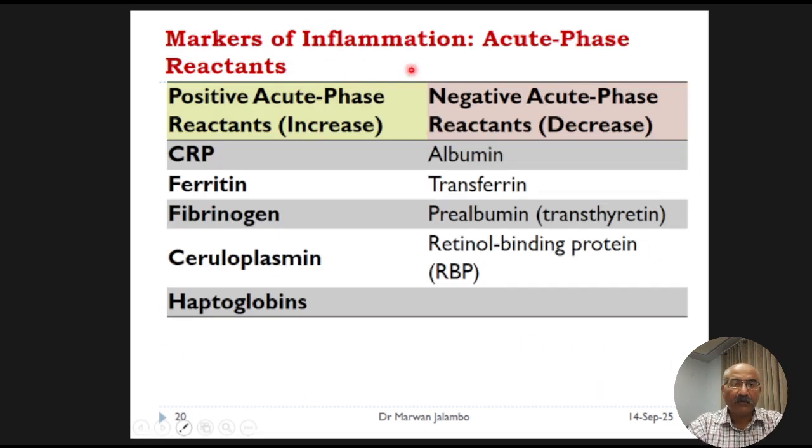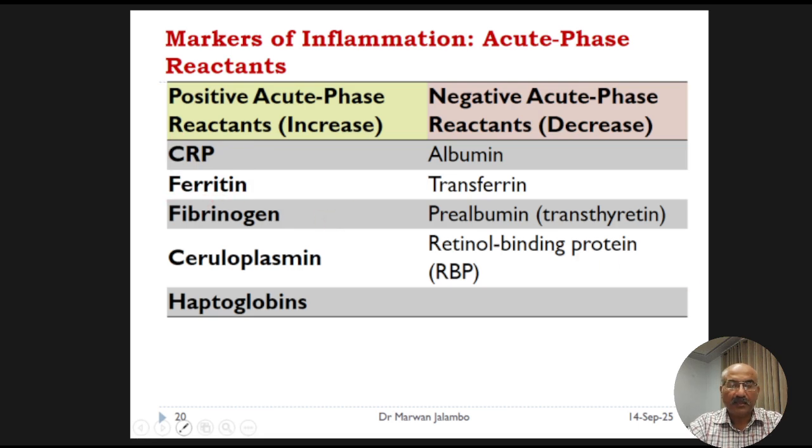The markers of inflammation and acute phase reactants. This table clearly separates the two types of acute phase reactants. On the left we have the positive, and on the right there are the negative acute phase reactants. The most clinically relevant of these are C-reactive protein and ferritin.